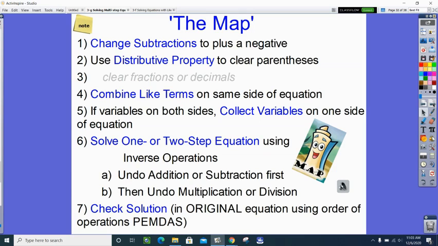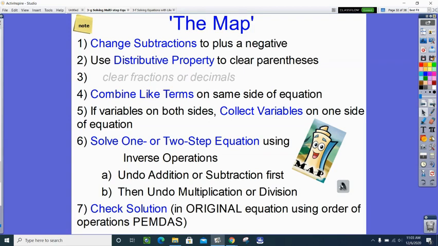Now, the next thing you're going to look for, are there buddies? Are there like terms? Look on the left. Are there variable terms that can come together on the same side? Look on the right-hand side of the equals. Are there variables or constants that can come together like terms over there?